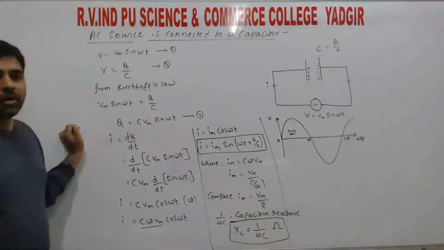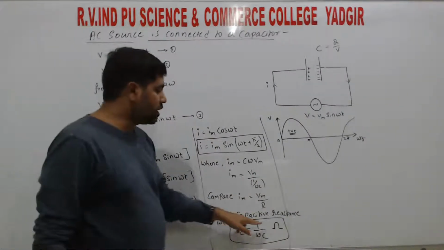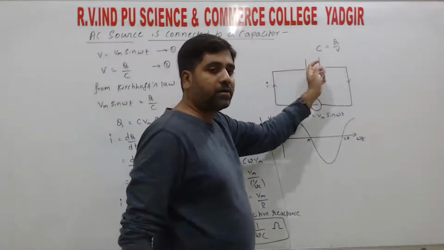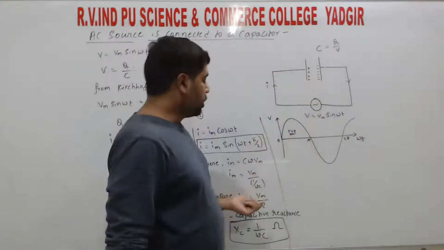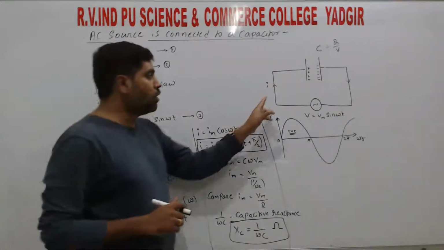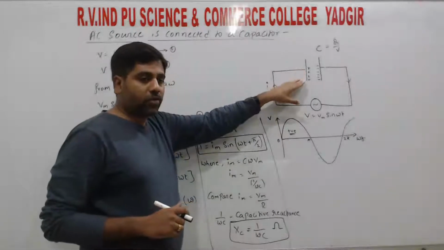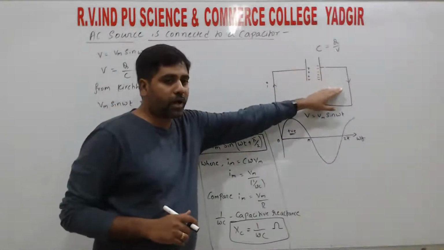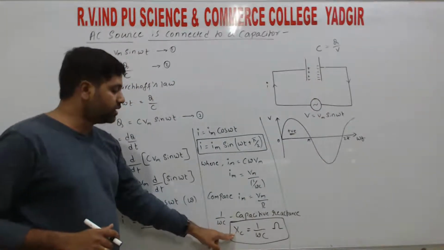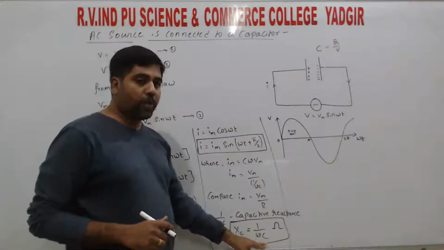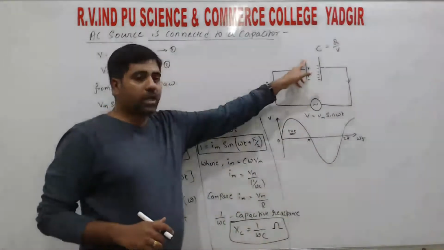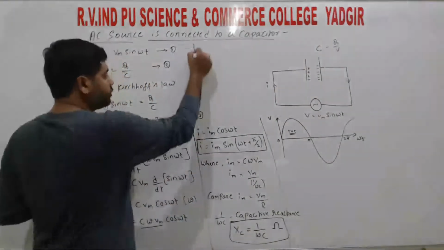Xc is the capacitive reactance, which is nothing but the resistance in the capacitor. That means it opposes the flow of current. The property of a resistance is that it opposes the flow of current in the circuit. So here also it opposes the flow of current, so we call that one the capacitive reactance. Xc is equal to 1 by omega C, where omega is the angular frequency and C is the capacitance of the capacitor, right?